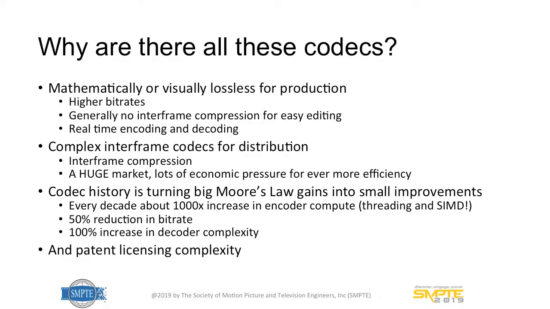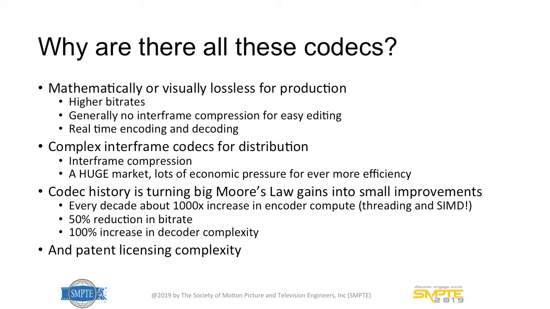But there are so many codecs. Why are there all of these? Why can't we just get it right? There are just different uses for codecs. As mentioned before, for a production codec, we're using it inside of a plant. We're trying to make things in real time. We're really trying to replicate the old analog experience where things just happen at the speed of light.